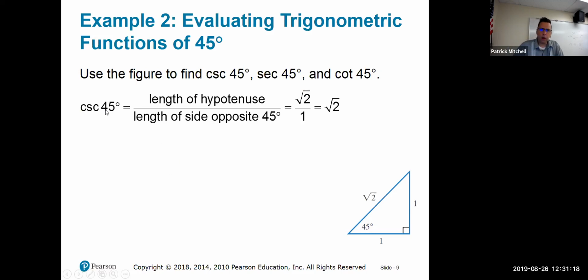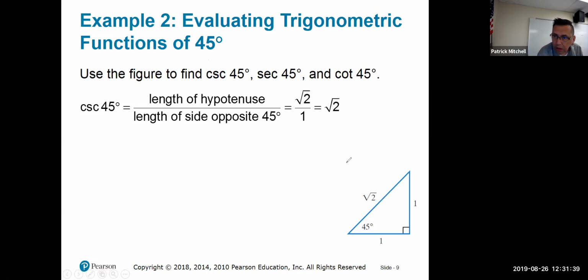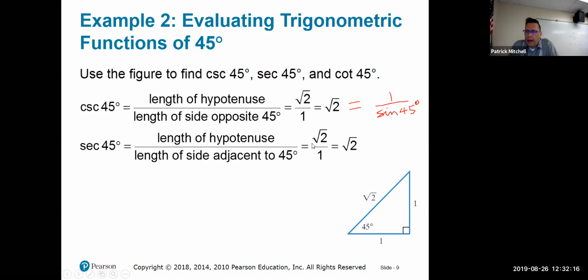Okay, they did it a little differently. Sine is opposite over hypotenuse, so they're flipping this over. This is the reciprocal. Instead of opposite over hypotenuse, it's hypotenuse over opposite. I will add one little thing to this that I hope is helpful. Over here, I'm going to remind you that the cosecant is the reciprocal of the sine. Sine is opposite over hypotenuse, so cosecant has to be hypotenuse over opposite. Then the secant is the reciprocal of the cosine. Cosine is adjacent over hypotenuse, so secant is going to be hypotenuse over adjacent. That's exactly what they have there.